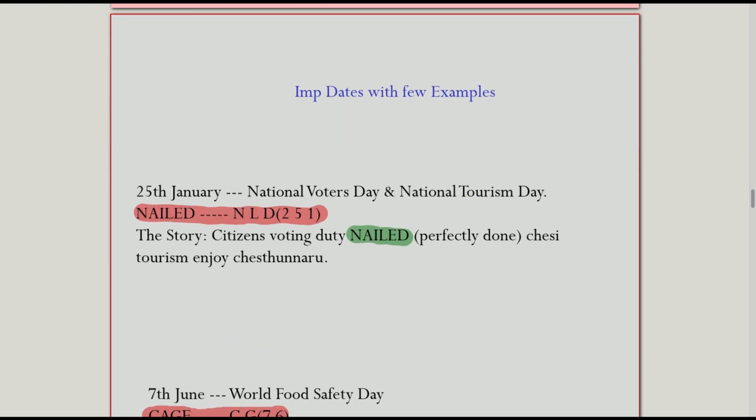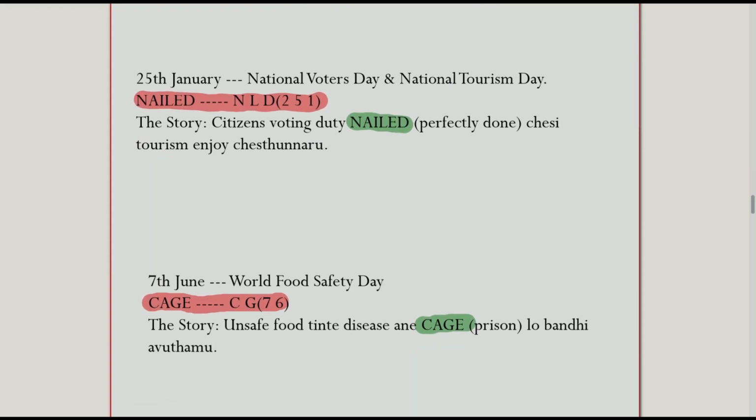Now coming to the important dates. 25th January, National Voters Day and National Tourism Day. The keyword is nailed. The story is very simple: citizens have nailed their voting duty and started enjoying tourism. I just translated it into English because it is in Telugu. So citizens, after nailing their voting duty, started enjoying tourism. Nailed is the keyword.